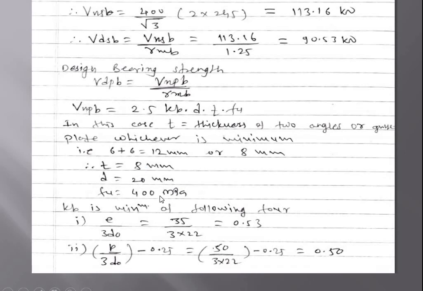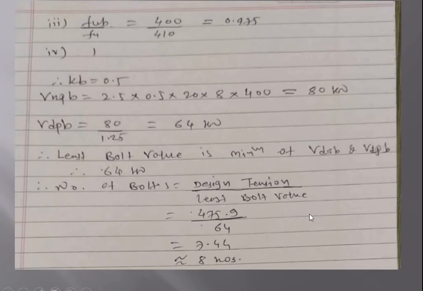Okay, D is 20, FU is 400. So we will calculate KB. KB is the minimum of these 3. E divided by 3 times diameter of hole, so E, see, 33 has come, we round it up to 35, so it comes out to 0.53. Second criterion, P divided by 3 times D0 minus 0.25, it comes out to 0.5. Third is FUB by FU. FUB is the bolt ultimate stress, and FU is the ultimate strength of the material section. So it comes out 0.97, and last is 1. Therefore KB is the minimum, 0.5. So VNPB is equal to 80 kilonewton nominal. Now design bearing strength, 80 by 1.25, the partial safety factor, is 64.